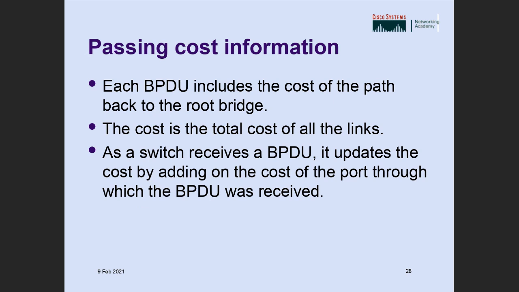Every bridge protocol data unit, which is sent out by the root bridge every 2 seconds, includes the cost of the path back to the root bridge. The cost is the total cost. So in that last diagram, it was 19 plus 19. The total cost was 38 from the bottom switch to the top switch. As every switch receives a bridge protocol data unit, it just adds its cost and passes it on to its neighbor.